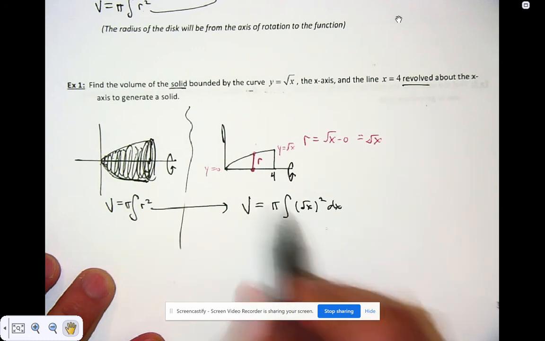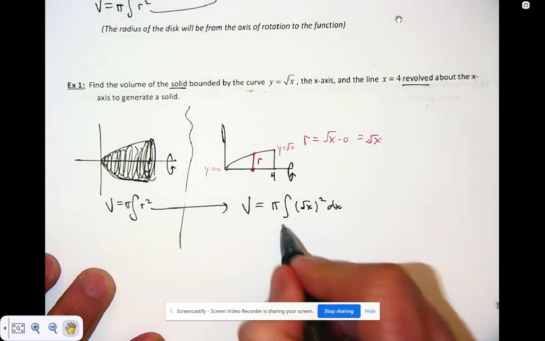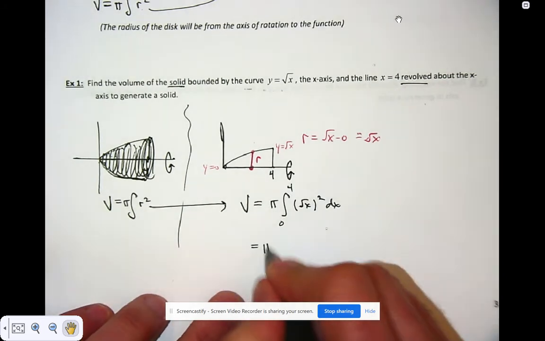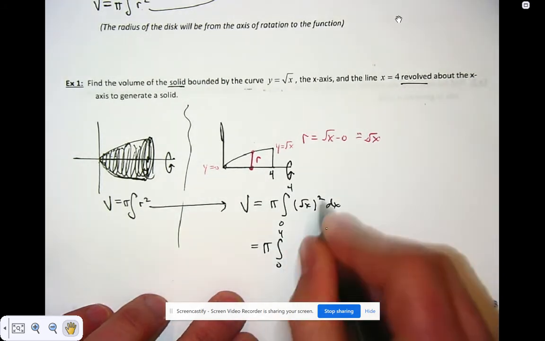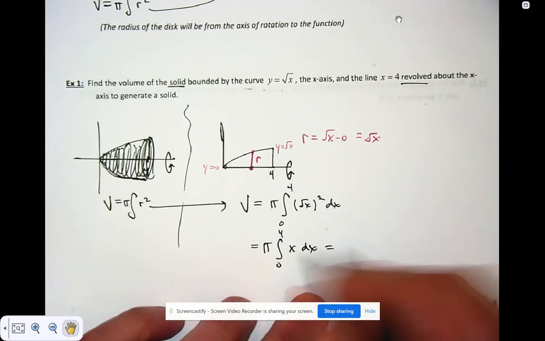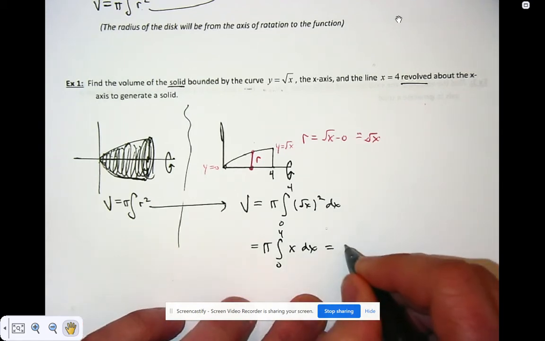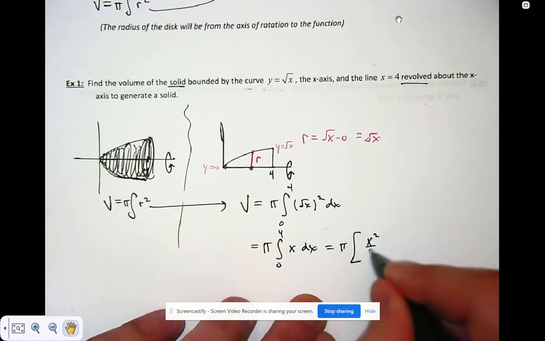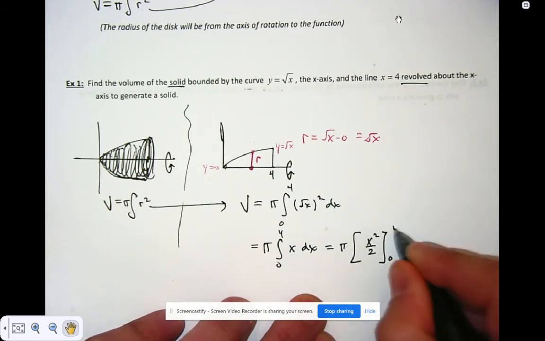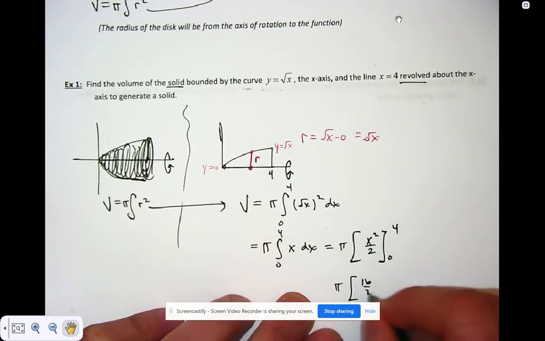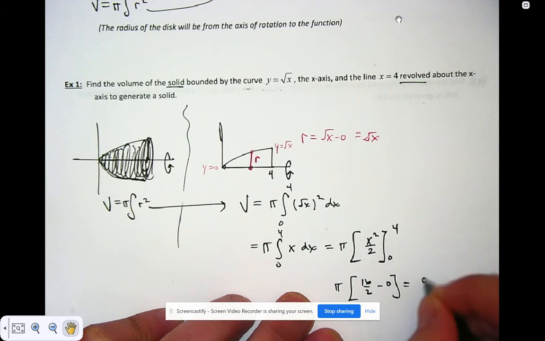So from where to where? Well, it starts right there at 0, and it goes over there to 4. And we can do this one. This is just pi, integral 0 to 4, root x squared, which is just x. I haven't integrated yet. Equals, now let's integrate. I've got this pi thing, and when I integrate x, I get x squared over 2, evaluated from 0 to 4. So I have pi times, I plug in, I get 16 over 2 minus 0, which is just 8 pi.